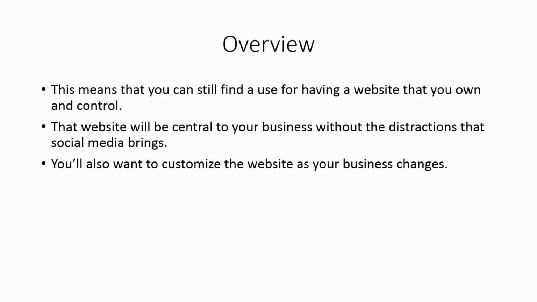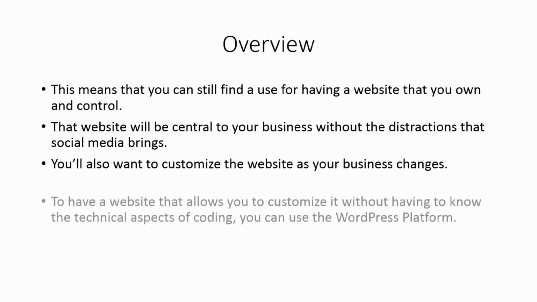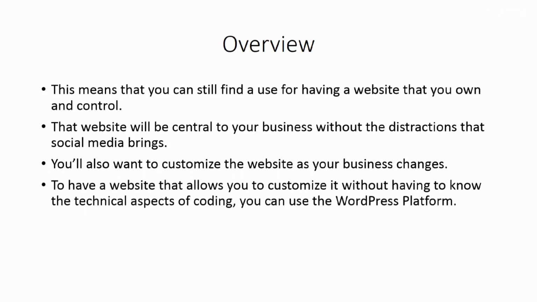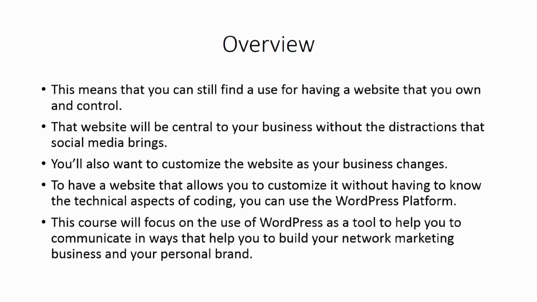You'll also want to customize the website as your business changes. To have a website that allows you to customize it without having to know the technical aspects of coding, you can use the WordPress platform. This course will focus on the use of WordPress as a tool to help you communicate in ways that help you to build your network marketing business and your personal brand.